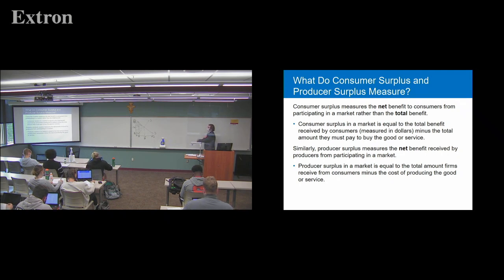On the other hand, producer surplus measures the net benefit received by producers from participating in the market, from actually selling the goods or services they're providing. So it's equal to the total amount that firms receive from consumers minus the cost of producing that good or service. So it's not just the revenue they're getting from consumers buying their products. You also have to subtract out the cost of producing that good or service. And again, that's why it's just this area right here and not including anything under there, because it's minus the cost of producing all those goods.